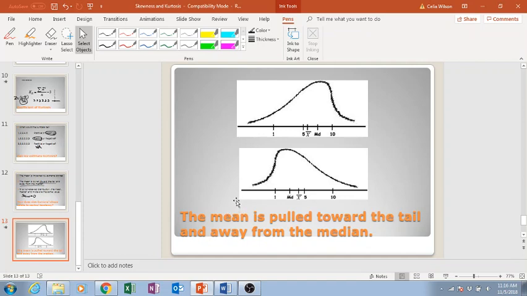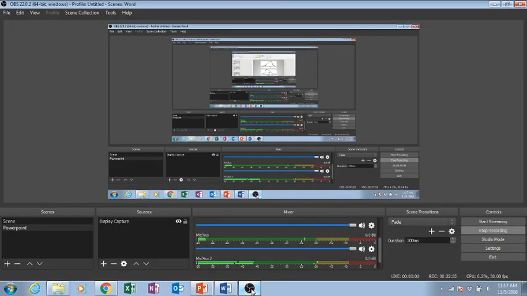All right, and here's a little visual of it. But your mean is going to be pulled toward the tail, even if it's just a little bit. Oops, my pen went away. It's going to be pulled toward the tail and away from that median. And then the opposite is true here. It's going to be pulled toward that tail. Okay, so that concludes our discussion of measures of central tendency. We'll look at some here in a couple of minutes on SPSS, just to do a little bit of practice. So I will stop the recording.